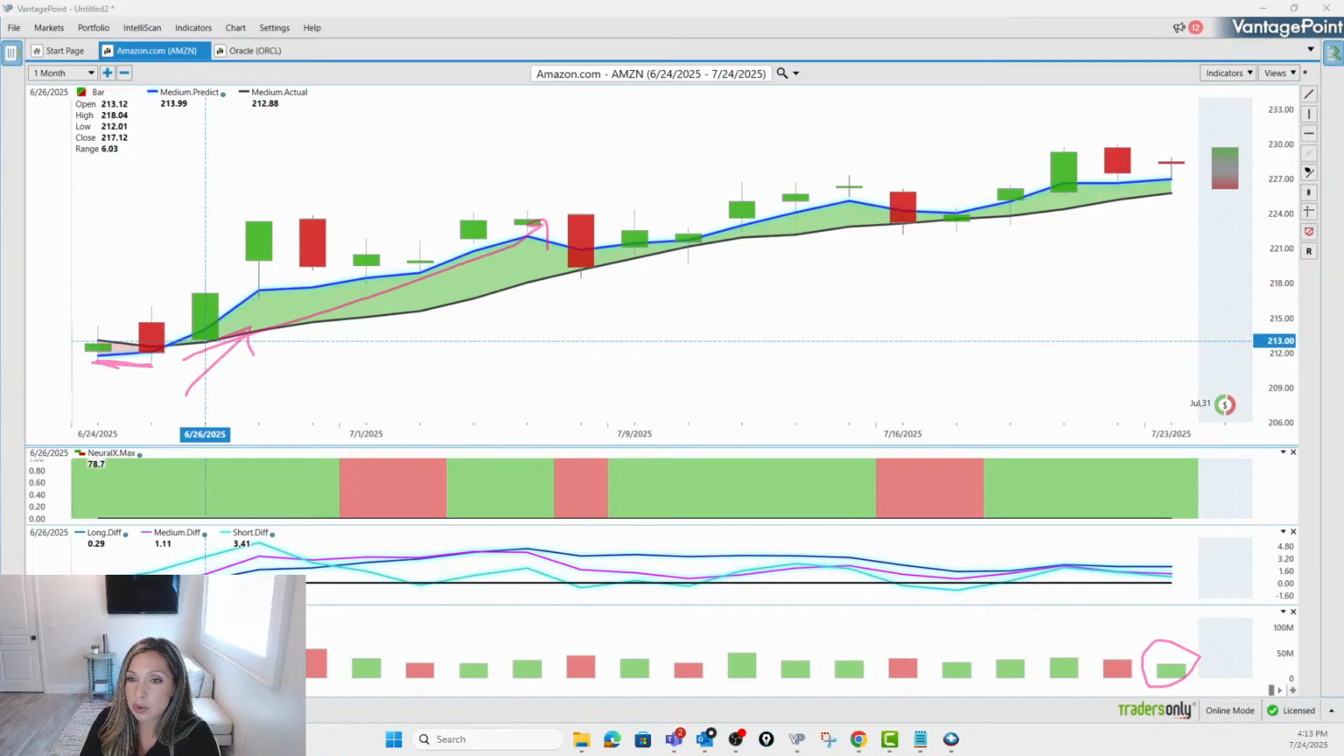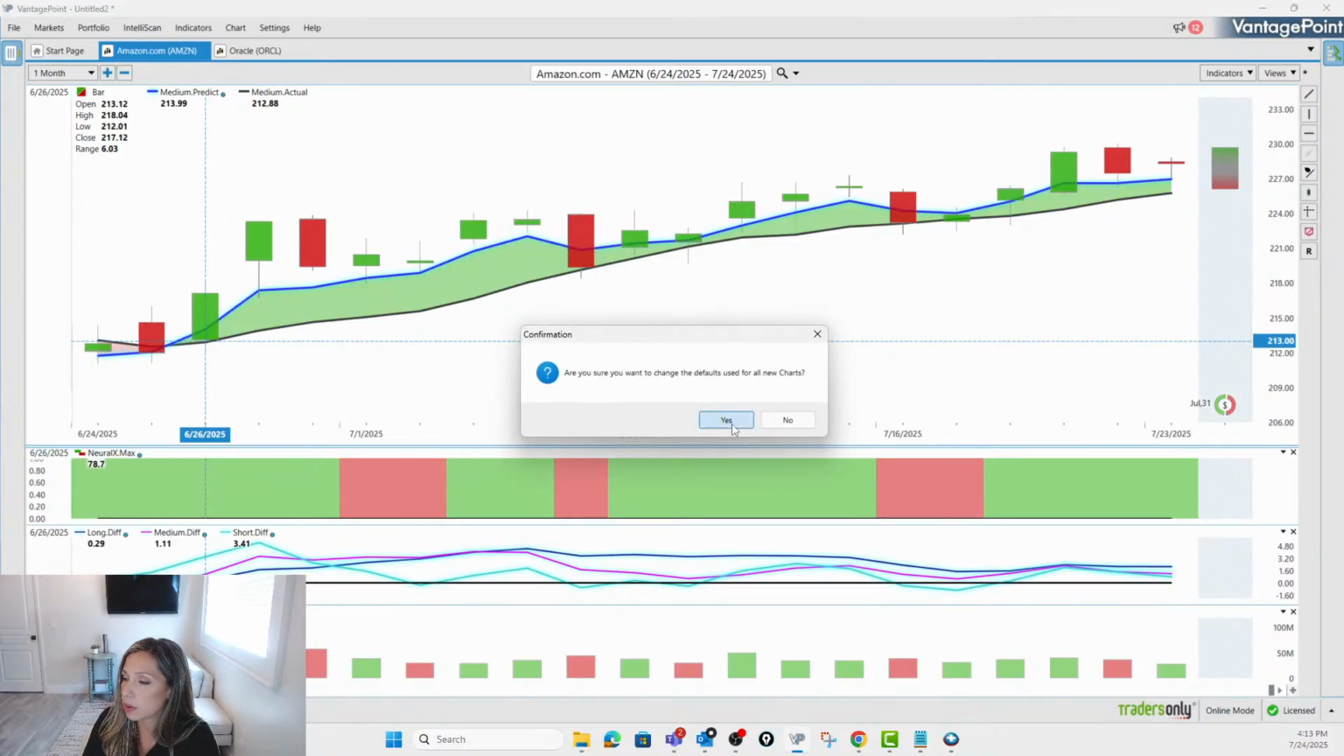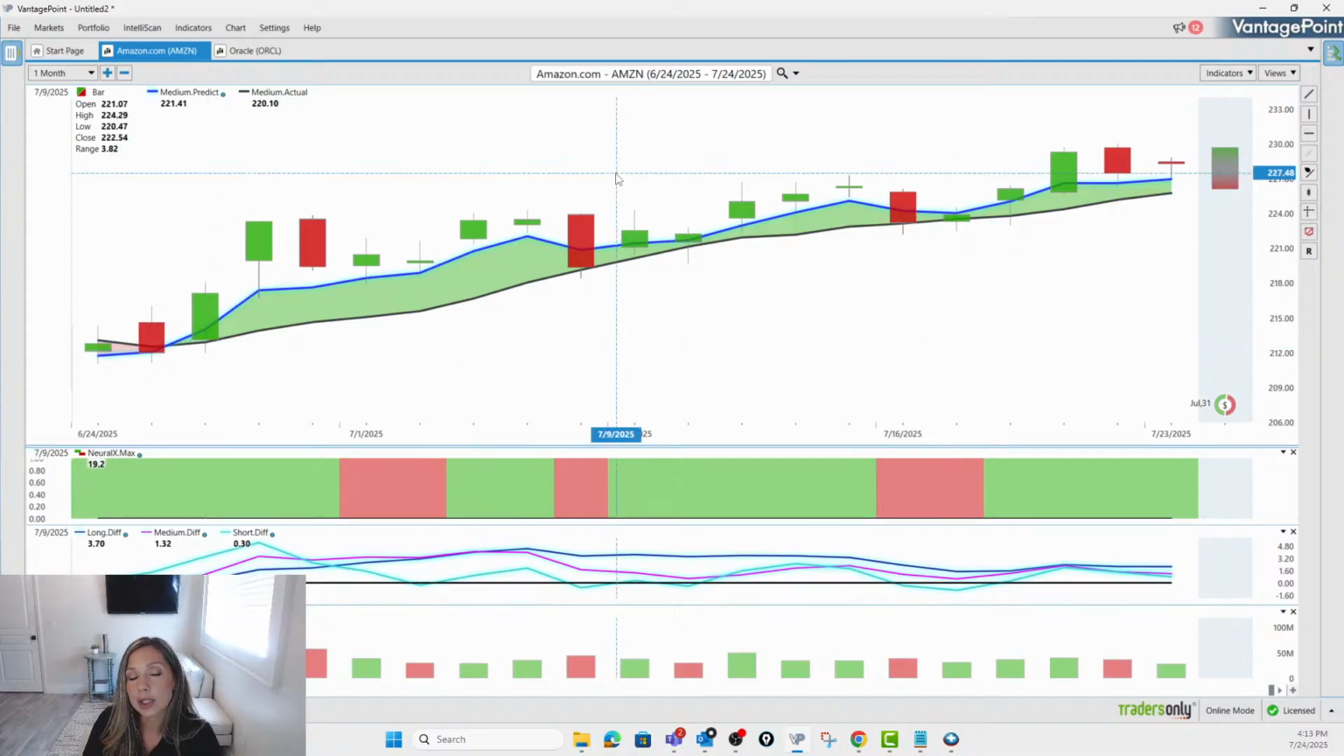So let's make this really simple for all of us, and let's just keep volume on the chart for our markets moving forward. I'm just going to right click and save this as a default, so that way any charts that we pull up will now have our volume analysis on there as well, so we can see what that volume is and how it's working with those predictive technical indicators as well.